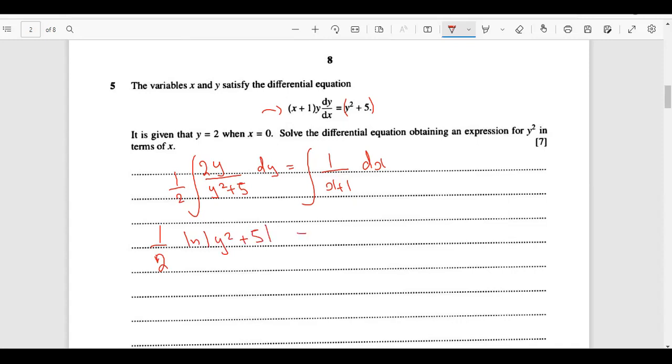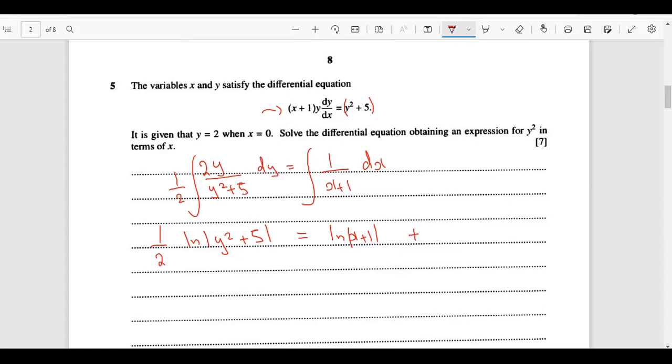Yes. And then what about the other one? The other one will be 1 over x plus 1. So it can be ln x plus 1. Very well done. Excellent. It would be ln x plus 1. Okay, and then what next? Now I need to add plus c. Very good. Excellent. ln x plus 1 plus c. Okay.